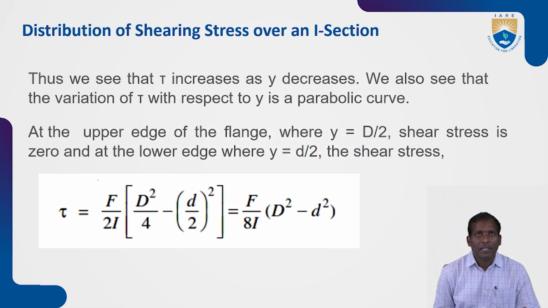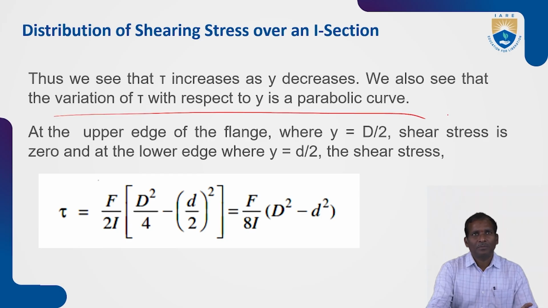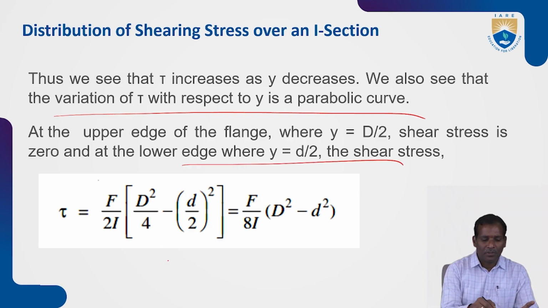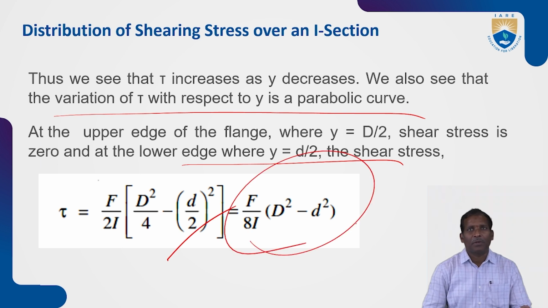Thus, we see that the shear stress increases as y decreases. We also see that the variation of shear stress with respect to y is a parabolic curve. So it means at the upper edge of the flange where y is equal to D by 2, the shear stress is 0. And at the lower edge, y is equal to d by 2, substitute the y value in this, you will get F by 8I into capital D square minus small d square.